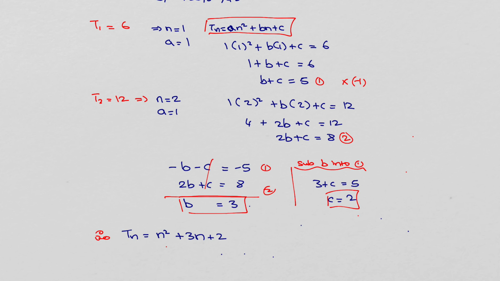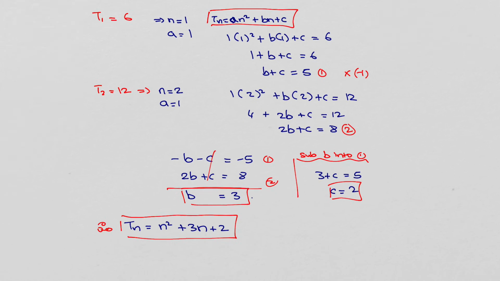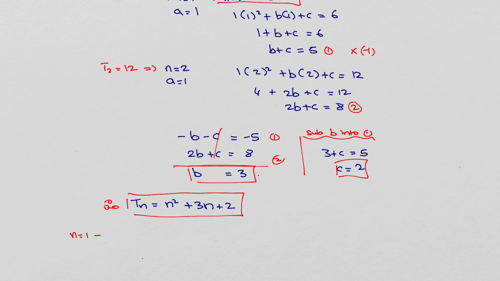So in other words, if I was to sub in for any value of n there, I would find every single term in this sequence. So let's have a look. If n is equal to 1, that means that the first term would be 1 squared plus 3 times 1 plus 2, which is 1 plus 3 plus 2, which is 6. If n was 2, that would mean my second term is 2 squared plus 3 times 2 plus 2, which is 4 plus 6 plus 2, which is 12.